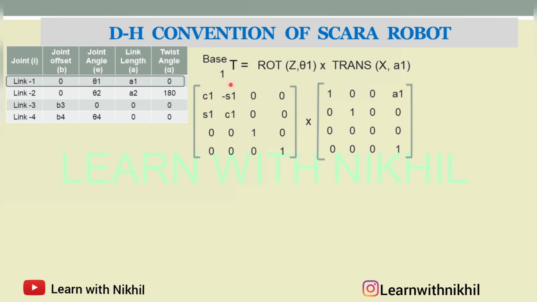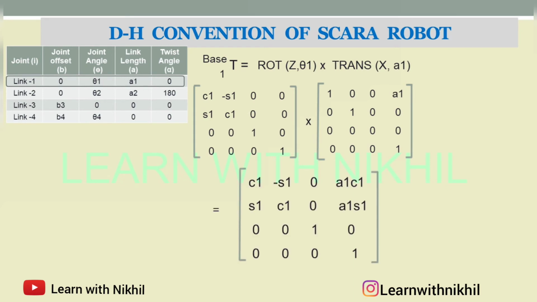Now you have to multiply both of these, and multiplying both of these you will get the transformation of base 1 with respect to base. This is the matrix, so keep this aside. Next we will find out for the link 2.